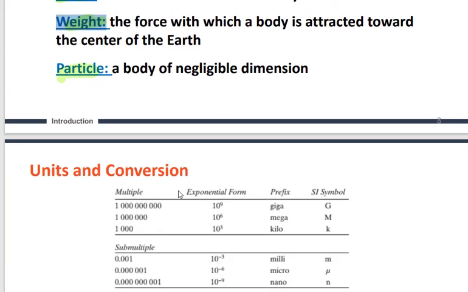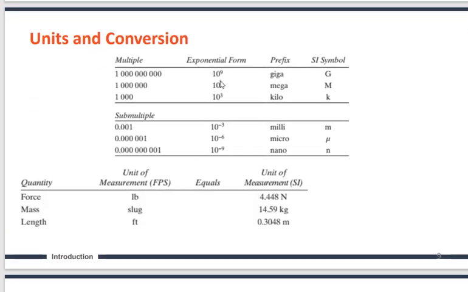It is a small particle. Okay, now remember these units, shabab. Giga is 10 power 9, mega is 10 power 6, kilo is 10 power 3. And when you come to milli, 10 power minus 3, micro is 10 power minus 6, and nano is 10 power minus 9. This you have to remember.